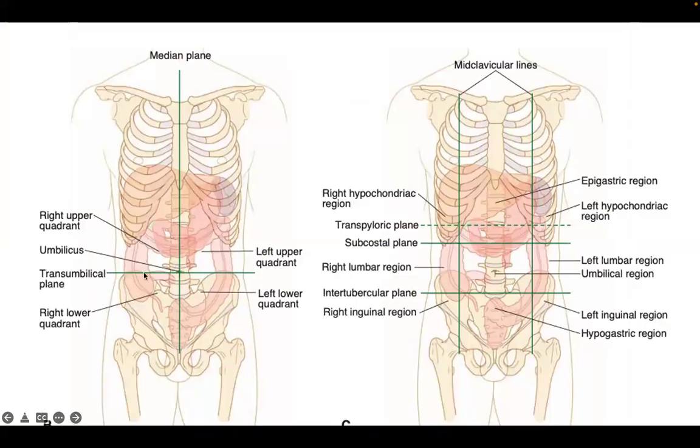This is the quadrant: right upper, right lower, left upper, and left lower quadrant, divided by the median plane and transumbilical plane. This is the 9 region. These are divided by 2 midclavicular planes and the subcostal plane superiorly and the transtubercular or intertubercular plane inferiorly.